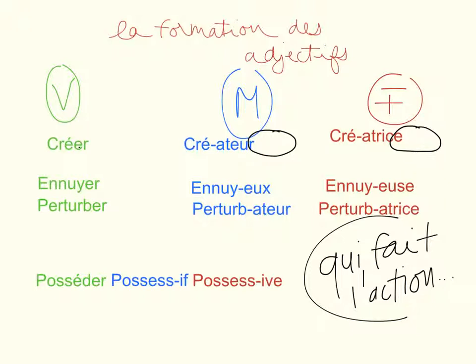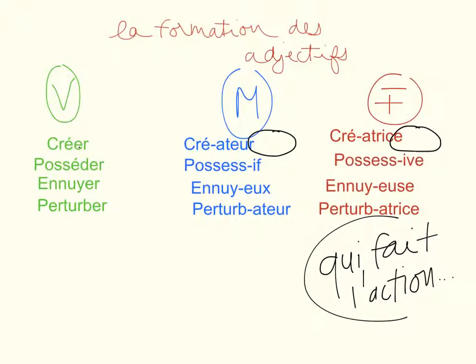In this case, posséder, to possess, you will get masculin possessif, féminin possessive. And what does possessive mean? It simply means who does the action of owning. Okay, so it's someone who owns, someone who possesses the stuff. Qui possède. All right. Now let's move on with the next one.